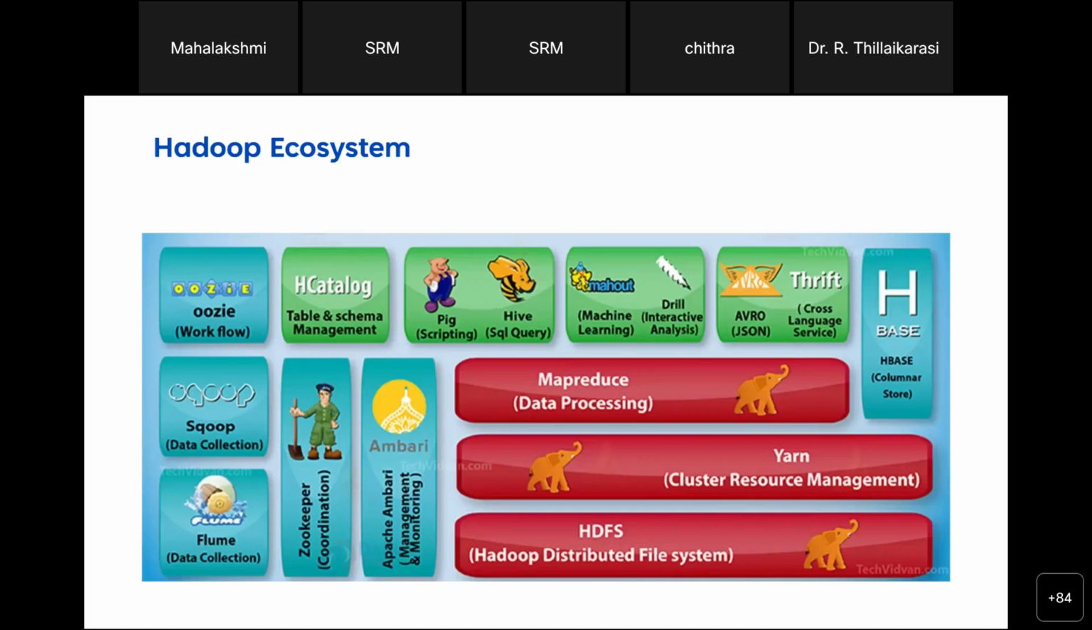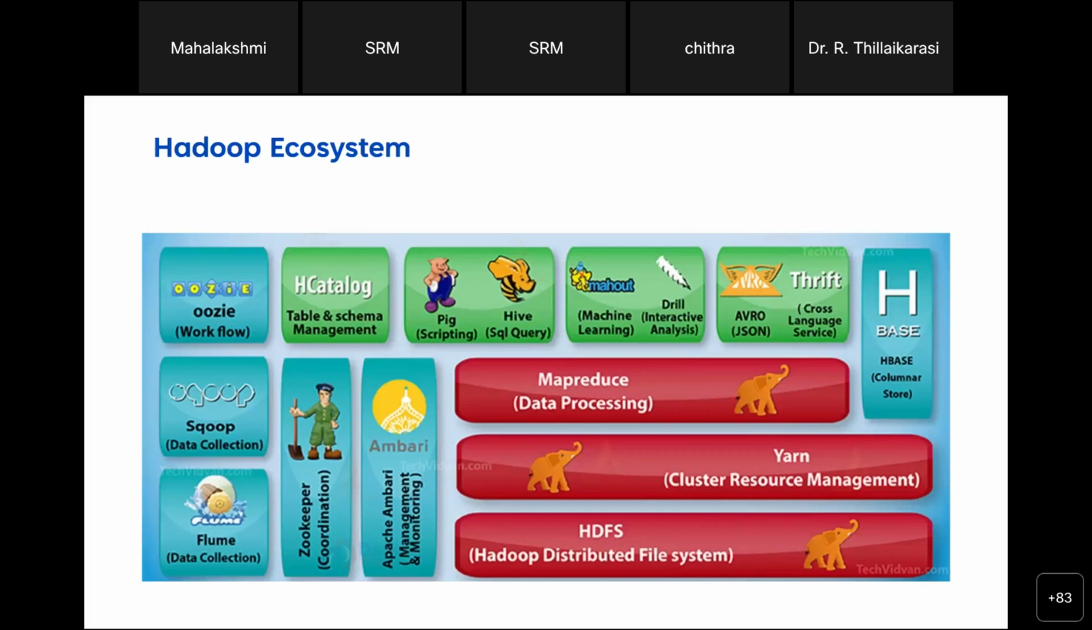And if I know SQL, I want to make the function happen by SQL query, which means I use Hive to make the function happen. So Pig is also the same concept. Scripting can be done by using Pig. Mahout is nothing but a machine learning platform. All kinds of machine learning algorithms are stored in Mahout and used for machine learning, and Drill is used for interactive analysis. Avro is used for JSON types of files, and Thrift is used for cross-language services.